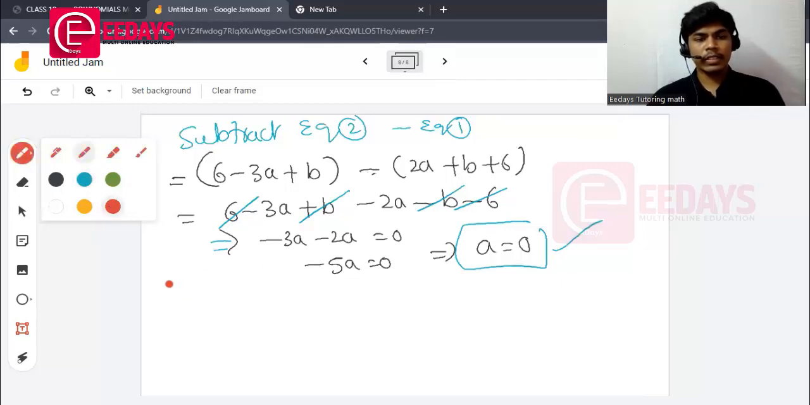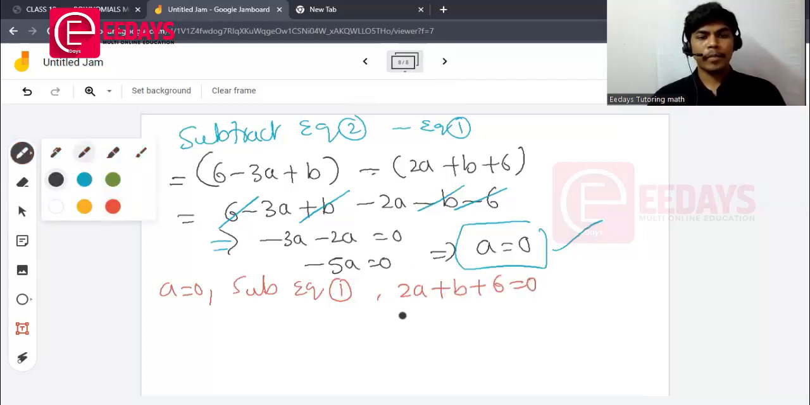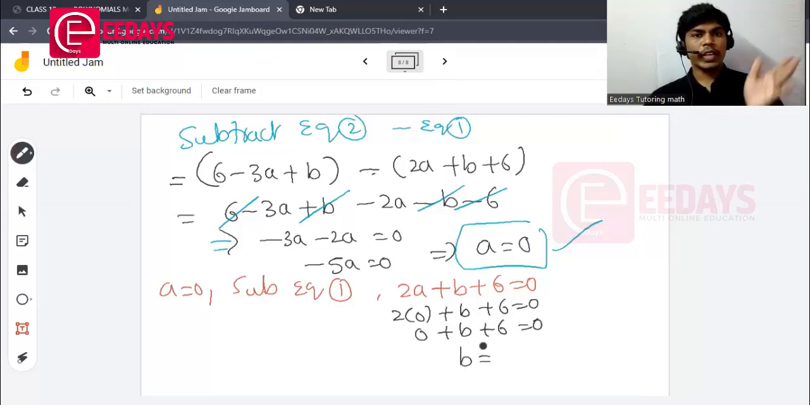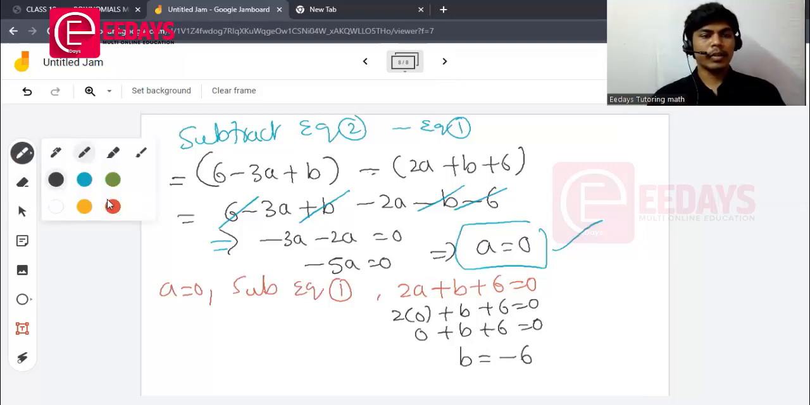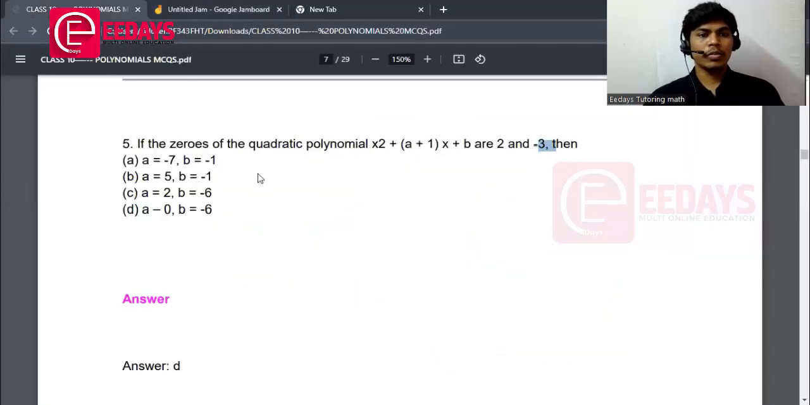Let's substitute in any equation. A is equal to 0. Substitute in equation 1. What is equation 1? 2a plus b plus 6 is equal to 0. So 2 into 0 plus b plus 6 is equal to 0. 2 into 0 is 0. 0 plus b plus 6 is equal to 0. So b is equal to, if you transfer 6 to the other side, it becomes minus 6. So finally, we are getting a is equal to 0, b is equal to minus 6. Option D is the correct answer.